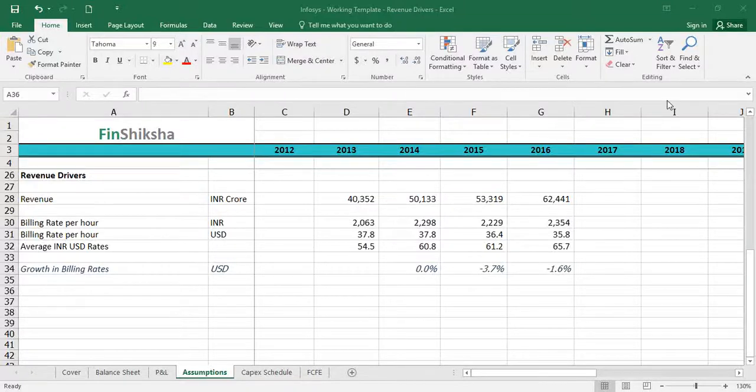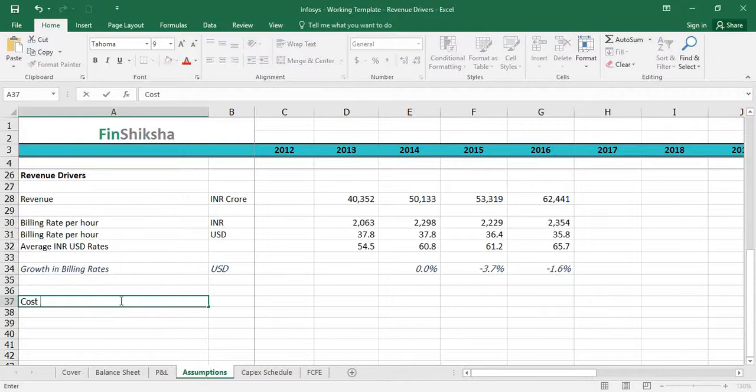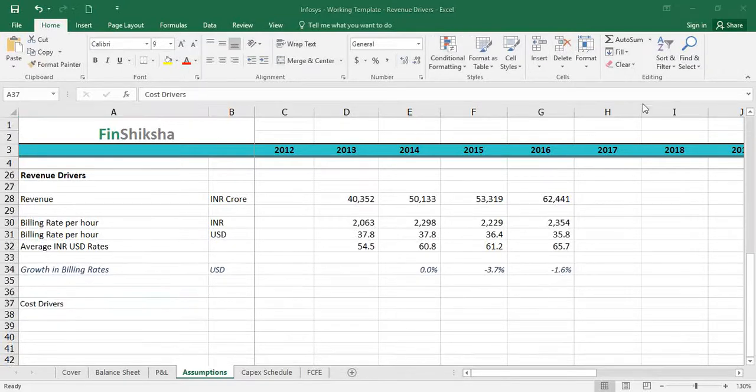We continue with our valuation model on Infosys, and in this particular section, we're going to now try and build the cost drivers for Infosys in this valuation model, right? So when we look at the cost drivers, we are primarily looking at a certain kind of costs that are there.